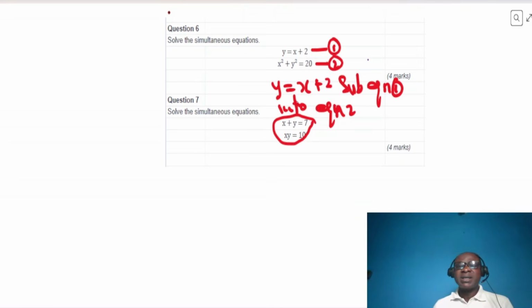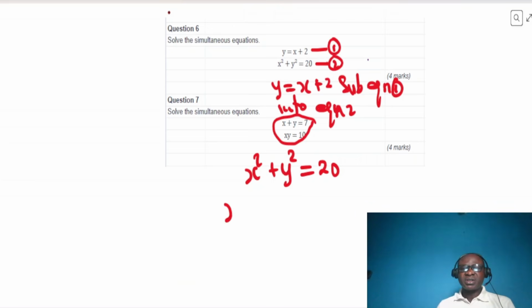I circle this, so we'll come to it later. That means I am going to write x raised to power 2, please be attentive here, plus y raised to power 2 equal to 20. Anywhere I see y, I will replace x plus 2. Mona, you heard me? Yeah. Anywhere I see y, I replace x plus 2. That means I want to substitute equation 1 into equation 2. So it will now look like this.